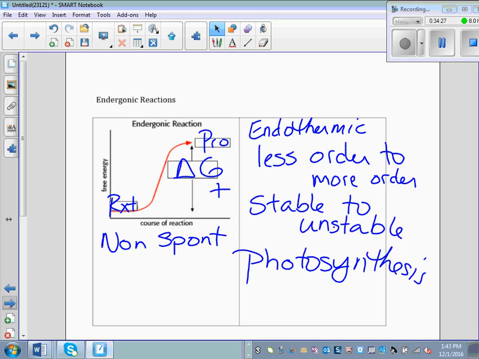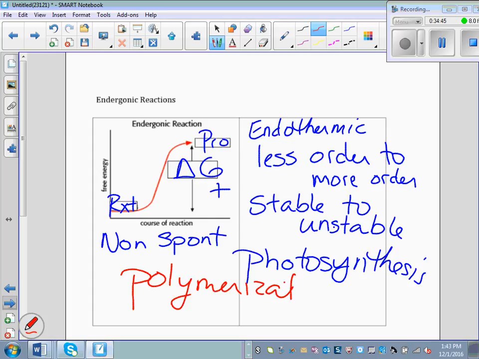Digestion is breaking things down. Building muscles. Building muscles. So polymerization. Fancy term.